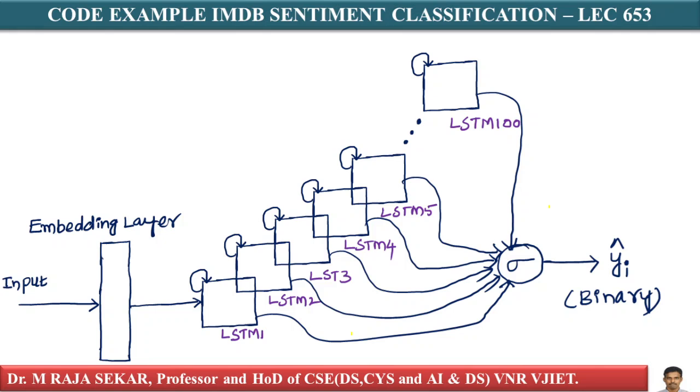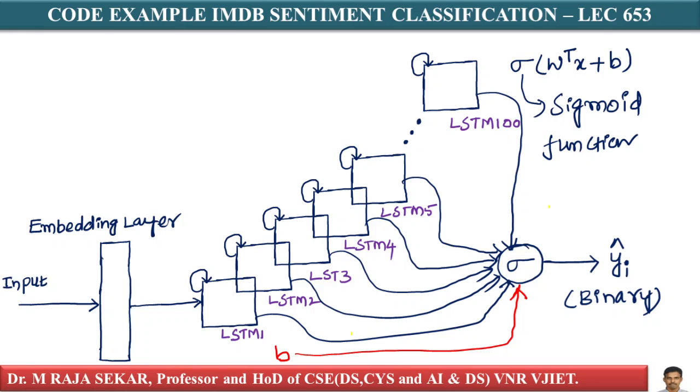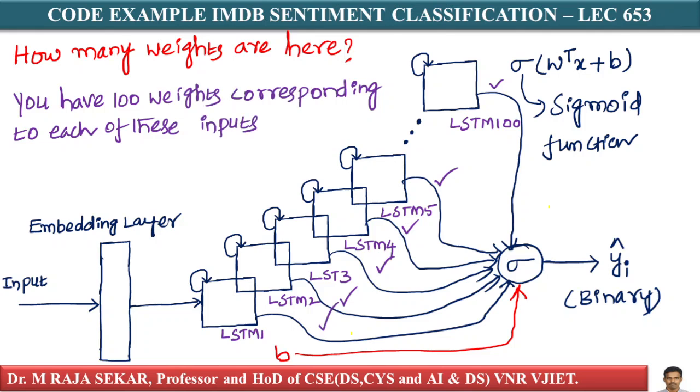Remember, yi cap is binary. I am taking all these 100 inputs and one bias term. This B is nothing but the bias term. This is sigma of W transpose X plus B, where sigma is the simple sigmoid function. How many weights are here? You have 100 weights, corresponding to each of these inputs, and you have one bias term, so you have 101 parameters.